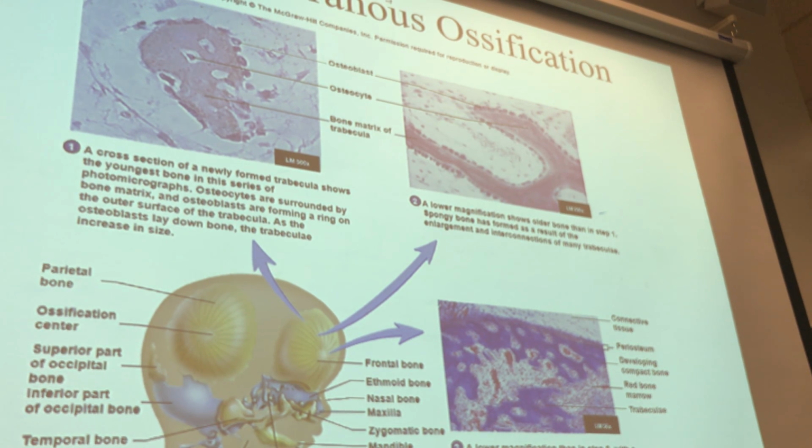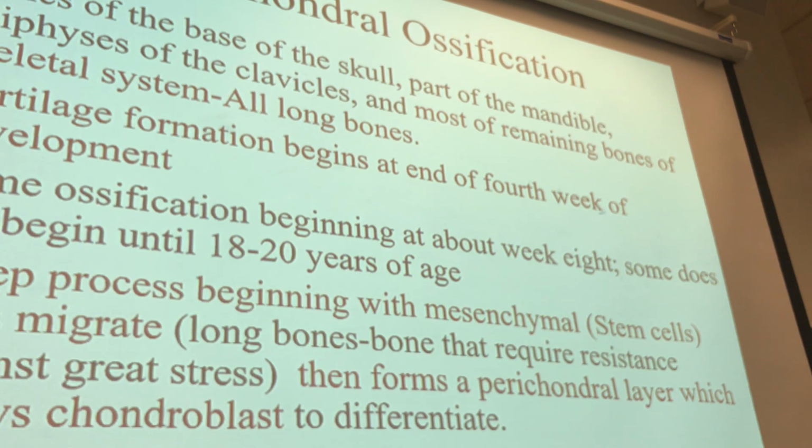Now, where do we see intramembranous ossification? Again, parietal bone, frontal bone, part of your occipital bone, part of your mandible, and part of your clavicle. That's it, all right? Now, endochondral ossification is the bone formation for the rest of the bones, including all of our long bones, right? Bones at the base of the skull, mandible, the epiphysis of the clavicle, and all of our long bones undergo endochondral ossification. Your ribs, your sternum, right? Your hip, your scapula, all undergo endochondral ossification.